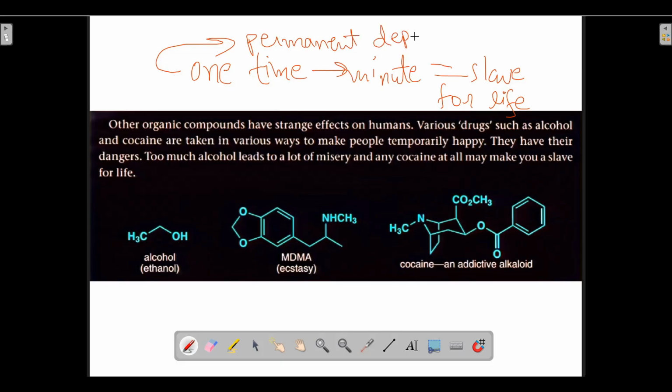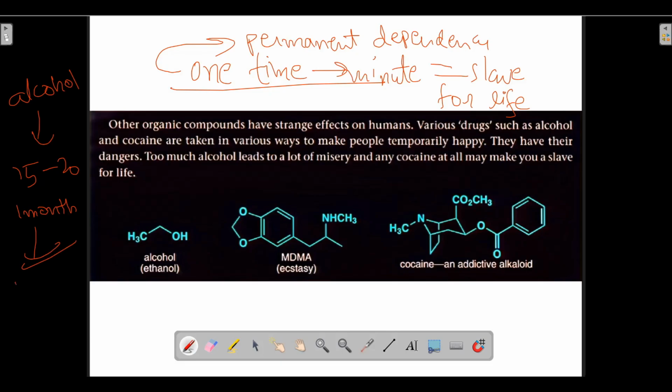Permanent dependency will occur even if you take it only one time, and in a minute amount. Alcohol is not like that. Alcohol gets addictive if taken for 15 days, 20 days, or 1 month. If you drink it for such a long time, then alcohol becomes addictive.